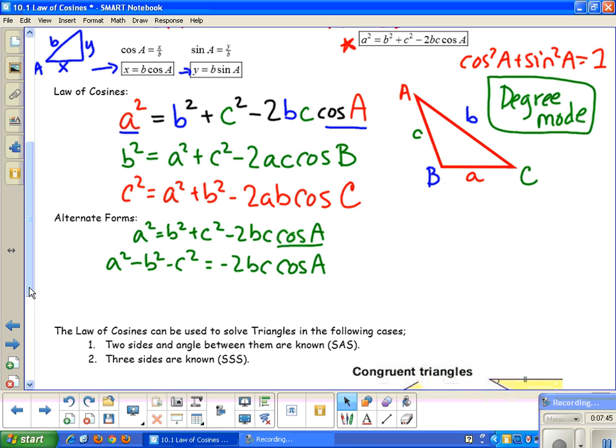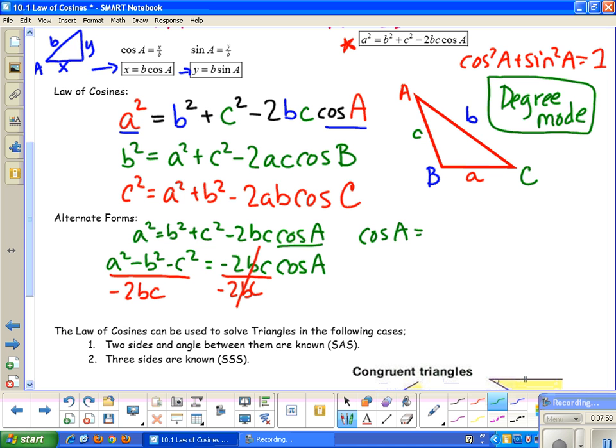And then, of course, I would divide both sides by negative 2BC. So this would be gone, and I'd be left with the cosine of A is equal to, normally we don't like to have negatives in the denominator, so I'm going to take that out by changing all the signs in my numerator and switching it around a little bit. So we would have, if I had changed, A would be negative, B would be positive, and C would be positive, so I would write that as B squared plus C squared minus A squared over 2BC. So this is my alternate form for the law of cosines.